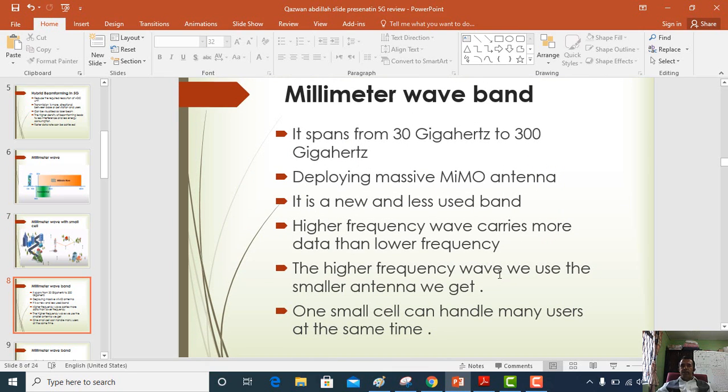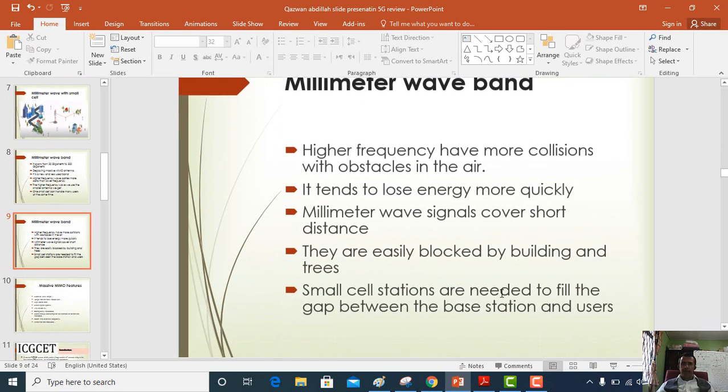Millimeter wave spans from 30 gigahertz to 300 gigahertz, deploying massive MIMO antennas. Higher frequency waves carry more data than lower frequency waves. That's why millimeter wave boosts the capacity of 5G. The higher the frequency, the smaller the antenna we get. That makes millimeter wave a good choice for massive MIMO. One small cell can handle many users at the same time.